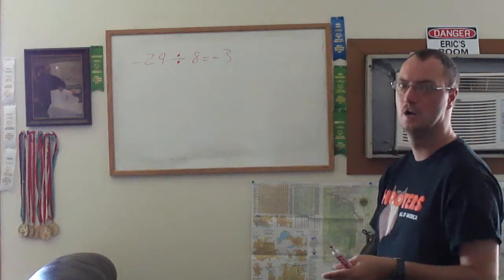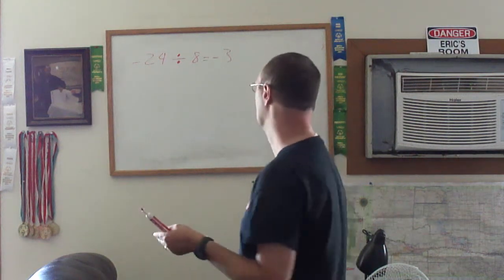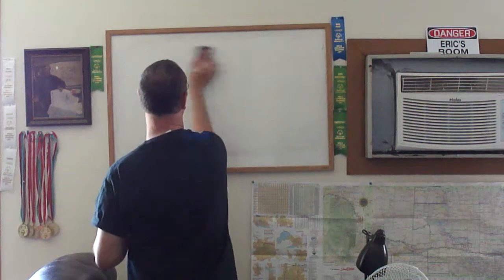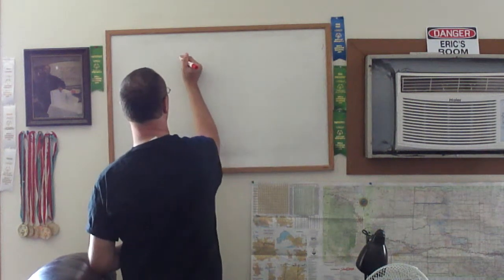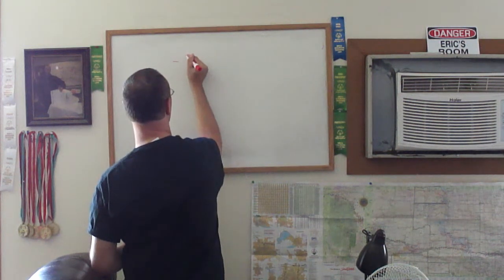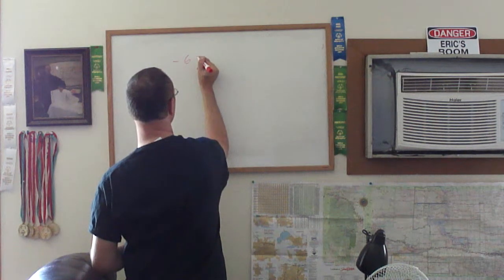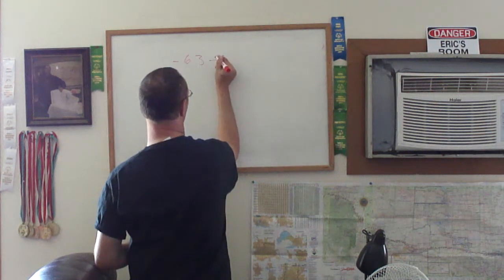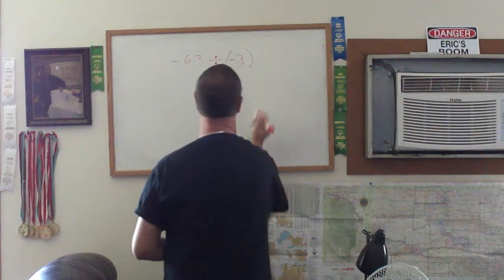For division, the same rules apply as if you were multiplying. What happens to the sign? A negative 63 divided by also a negative 3.